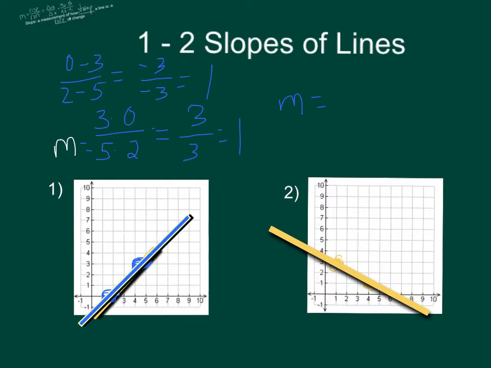Do your change in y's on the top. The second y was 1. The first y was, what was it, 3. On the bottom, the change in x's, you'd have the second x was 4. The first x was 1. Okay, so you get negative 2 on the top. 4 minus 1 is 3 on the bottom. Negative 2/3 cannot be reduced. So guess what? You're done. That's all you can do. Your slope is negative 2/3.